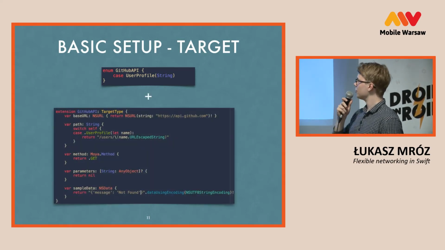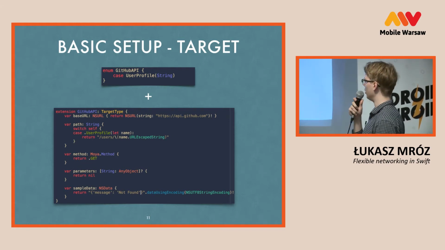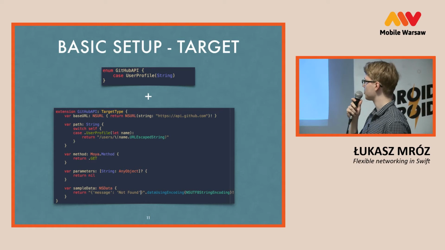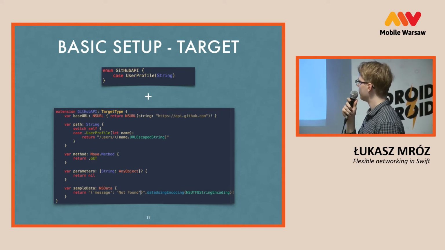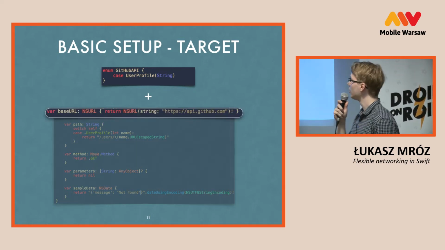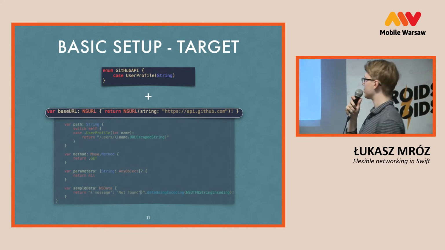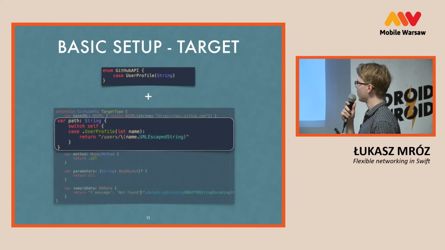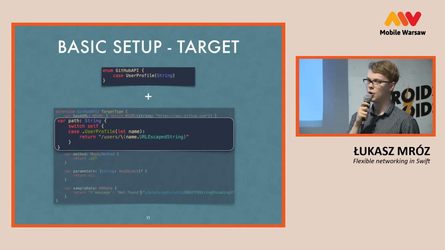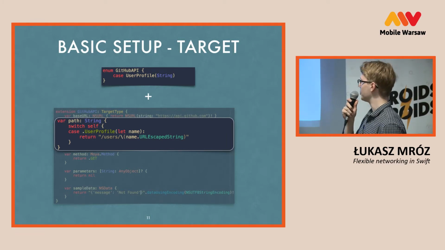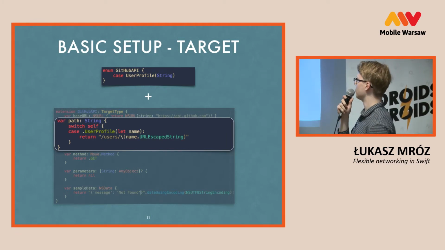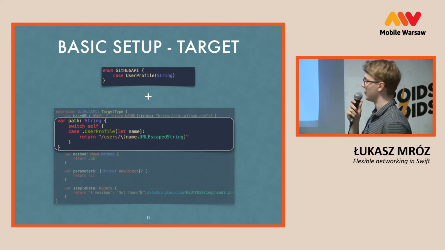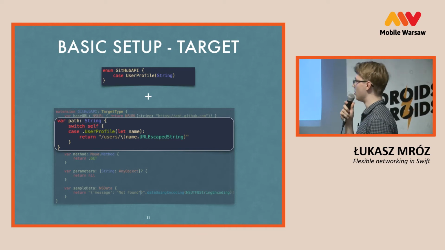So we have to conform to the TargetType protocol. This protocol has 5 properties which we have to cover. First one is a base URL. Oh, it is pretty simple. Next we have path, and here you can see how we can use different paths for different endpoints, and we have here just one case, but imagine you have 20 cases and more.